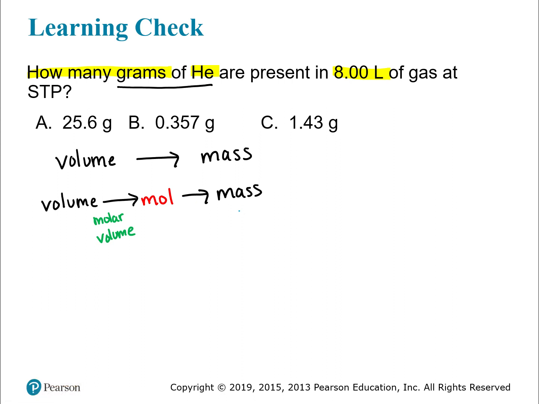To get from moles to mass, that's something that we did in chapter 7. You need the molar mass of the gas. In this case, we're talking about helium. So beware. You can have a combination of chapter 7 and chapter 8 coming together to make a problem. For our first bit, molar volume, so this is the first leg of our equation.